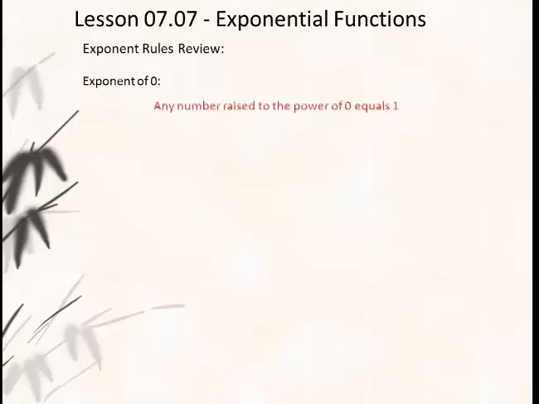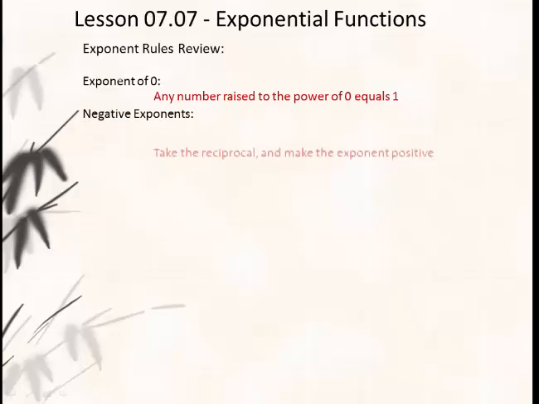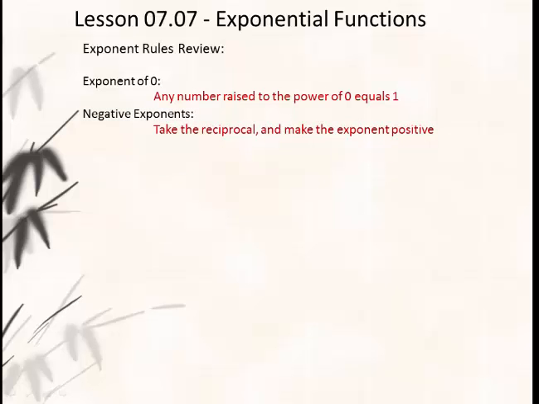Lesson 7.7, Exponential Functions. Let's first have a review of the rules of exponents. If you have an exponent of 0, any number raised to the power of 0 equals 1. Negative exponents, you take the reciprocal and make the exponent positive. Product of powers, add the exponents.